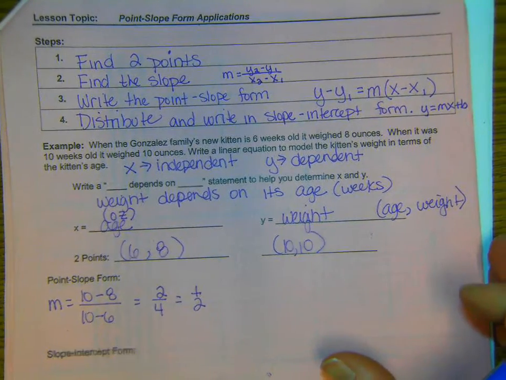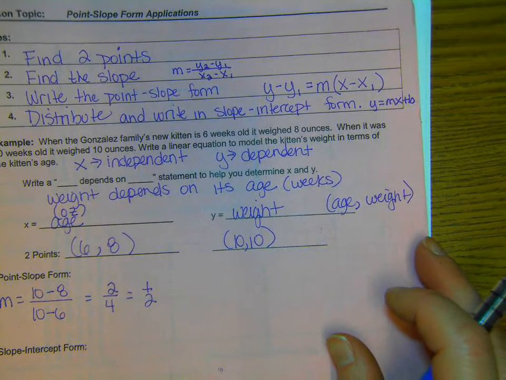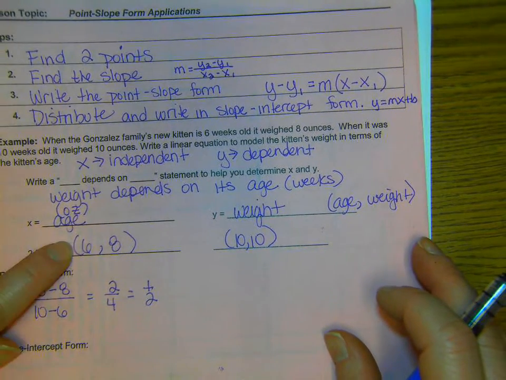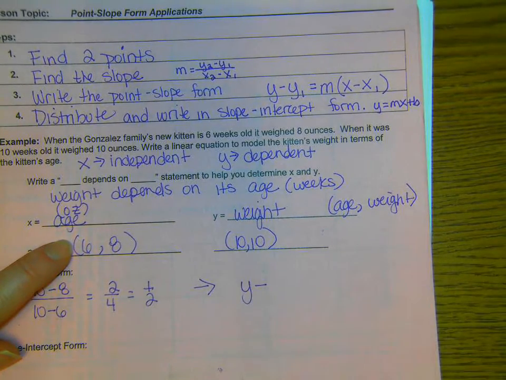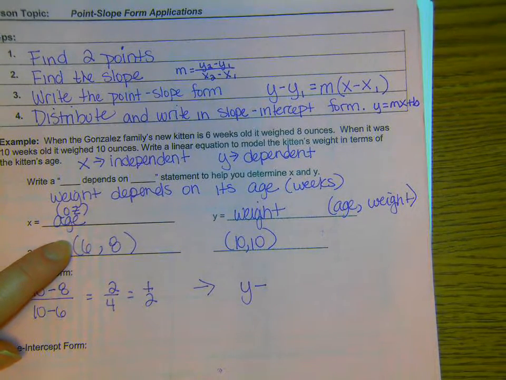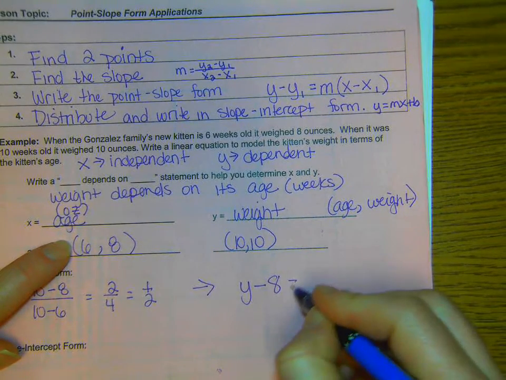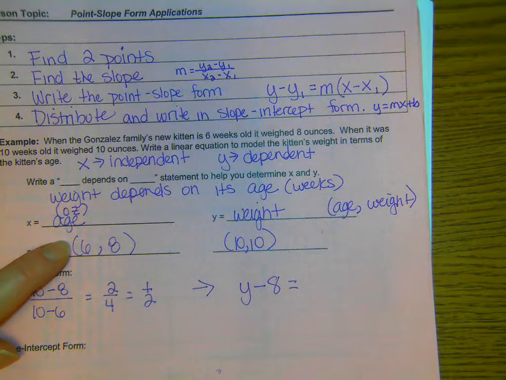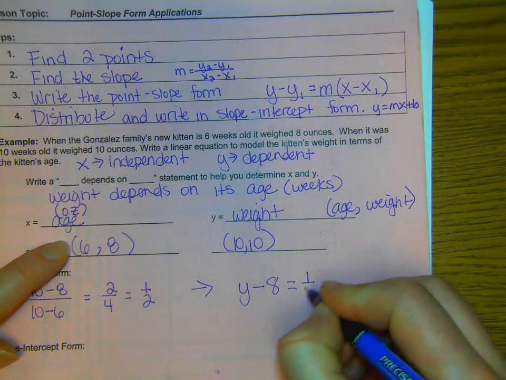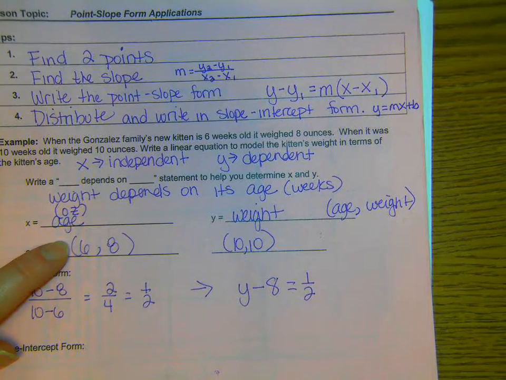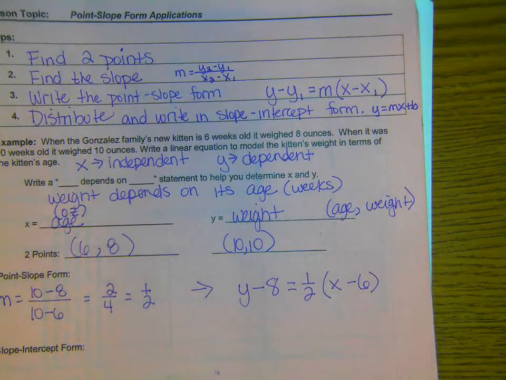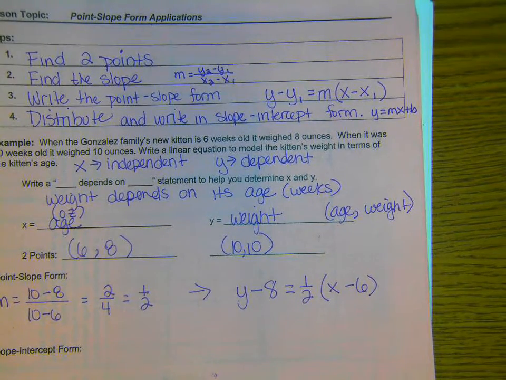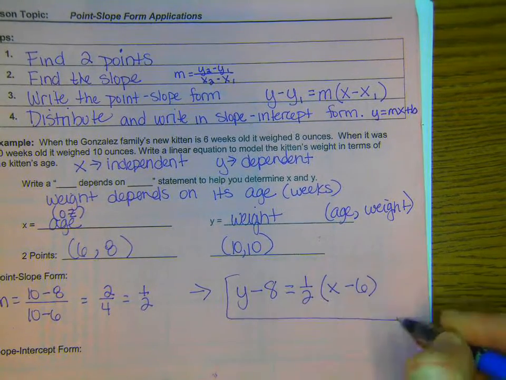Putting it into point slope form, and I do not care which point you use, let's use (6, 8), I would write y minus 8 equals 1/2 times x minus 6. This would be the point slope form.